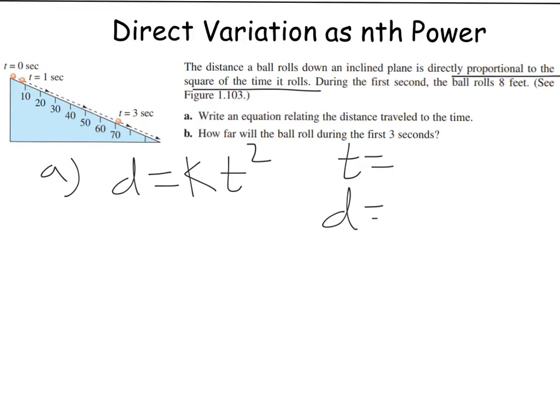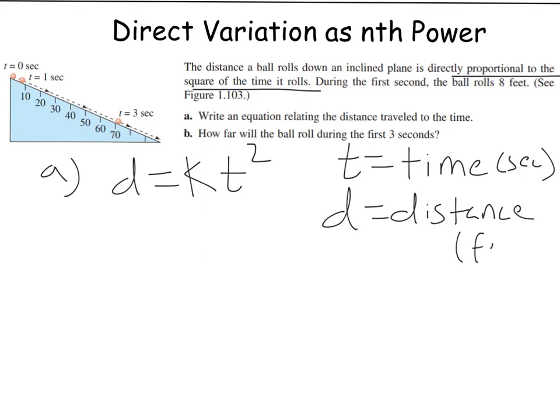Okay? And again, you could make a good case here that I should be more thorough. I would be okay if you have this, that t is time in seconds, and d is distance in feet. I would be okay if you put that. Okay? Again, some would see this and say, no, you need to be way more thorough than that. It's time after the ball is released, and the distance is the distance that the ball rolled down the incline, or decline, I guess you could say.